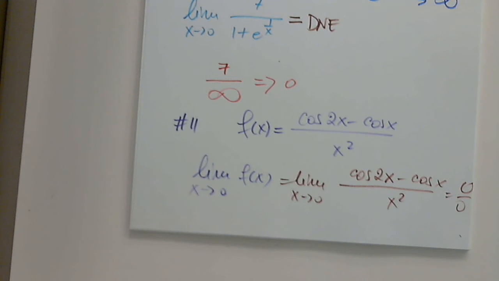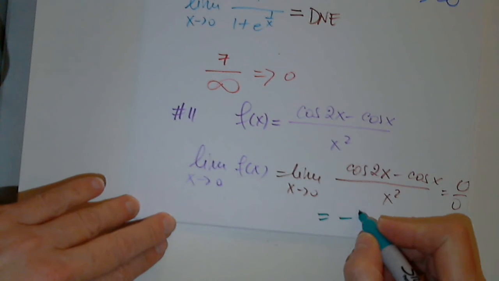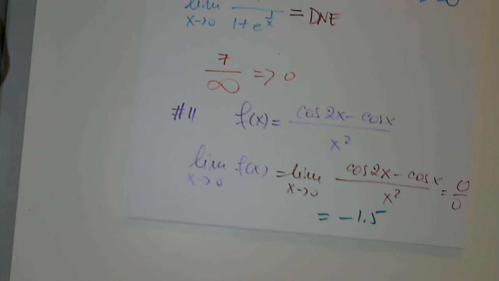So what is the limit then? Negative 1.5. Negative 1.5. That's it. Later on, as I said, we will determine this limit without the calculator. So what was the difficulty here?